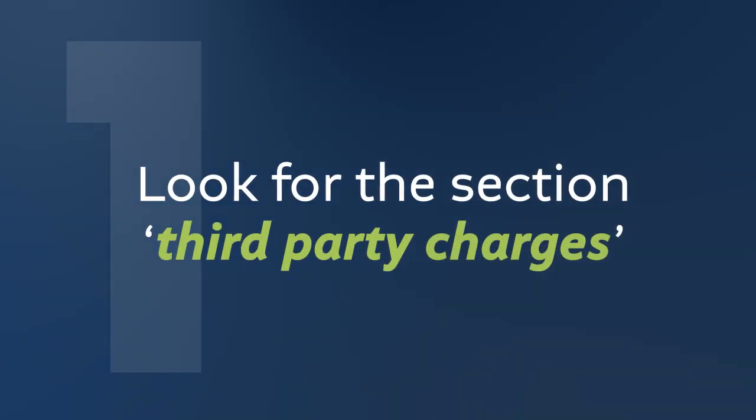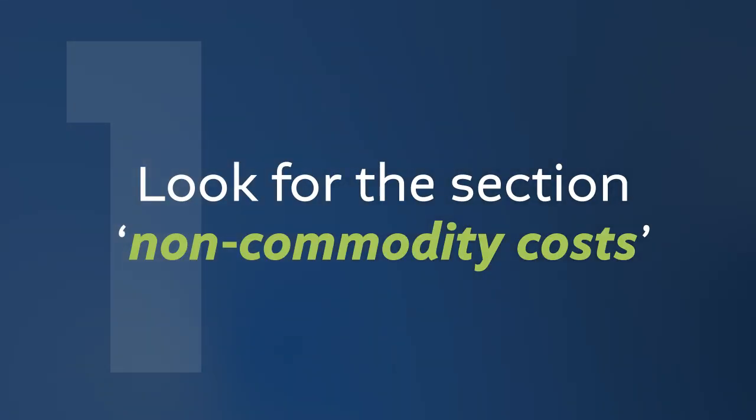There are 3 things to check in your energy supply contract this week, and Tritility can help you with all 3. Number 1, look for a section titled Third-Party Charges, Non-Commodity Costs, or Pass-Through Costs. If this section exists and allows charges to be applied at applicable rates, your non-commodity element is not fixed.